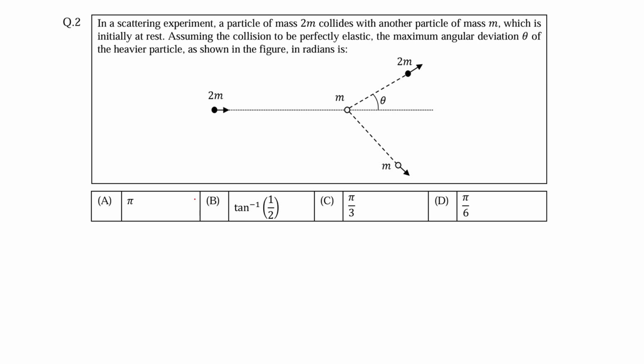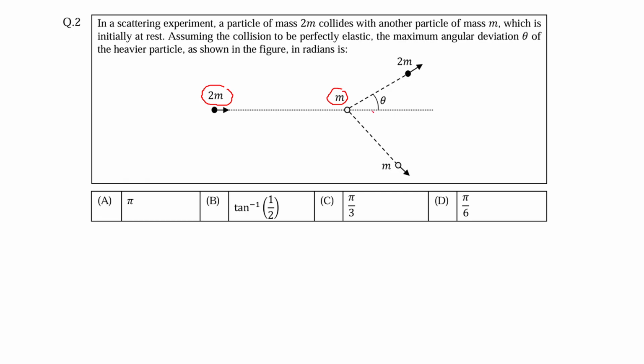This is JEE Advanced 2025 paper 1 question. Here we are given a mass 2m which is moving with some velocity. Velocity is not given, and it strikes a particle of mass m which is at rest. We have to find the angle theta which is maximum. That is the maximum angular deviation of this heavier mass 2m.